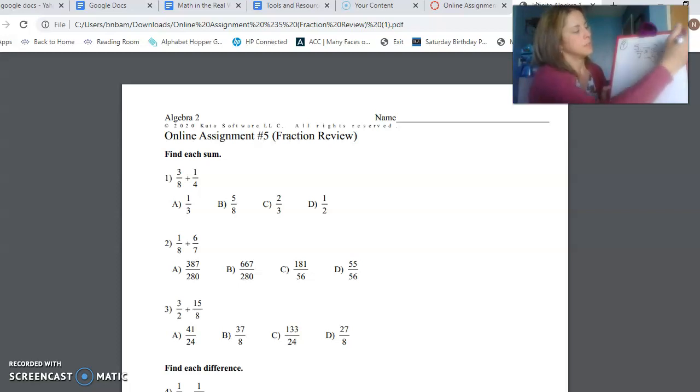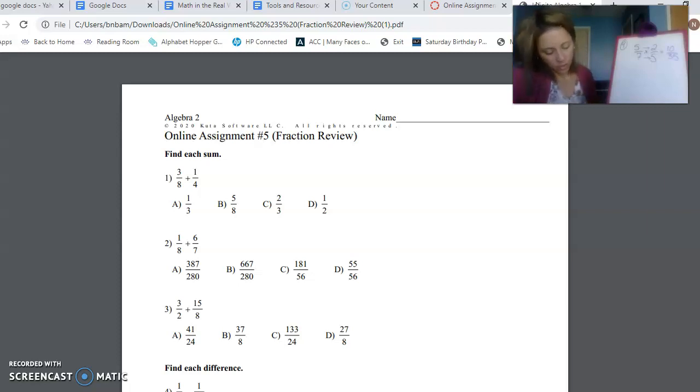Okay, so 5 times 2 is 10. 7 times 5 is 35. Now, if you look, we run into a little bit of an issue here because we got 10 over 35, and if you look at the answer choices that are given to us, there is no 10 over 35. That's because this can be reduced, which means that you can divide both 10 and 35 by the same number.